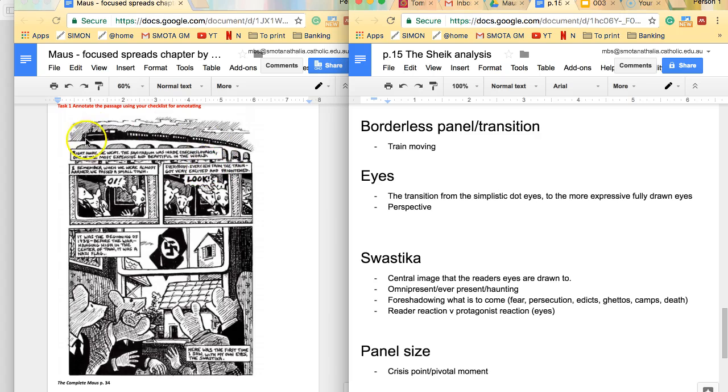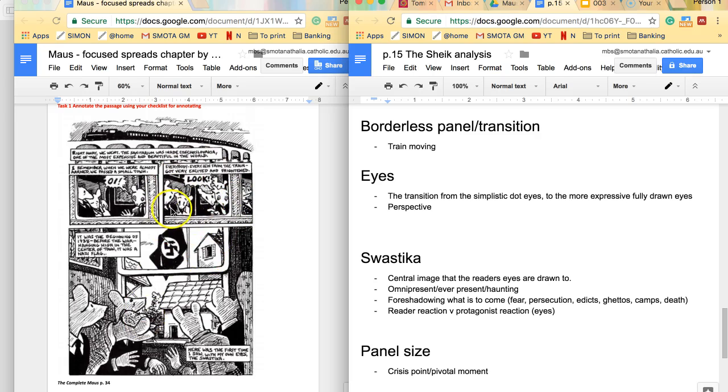So we know that when a panel doesn't have a border, that's significant. And this we would see as a transition. They're moving in memory from, I think, on the past page, it was a present narrative, and now we're moving back into the historical narrative, which is Vladek's story. We have that transition through the train moving through the screen.